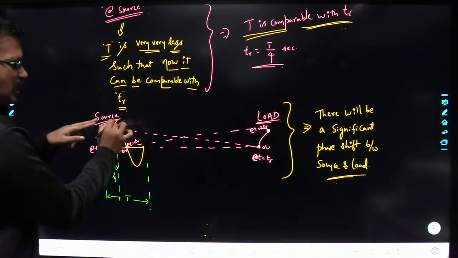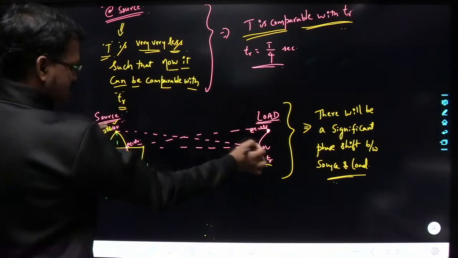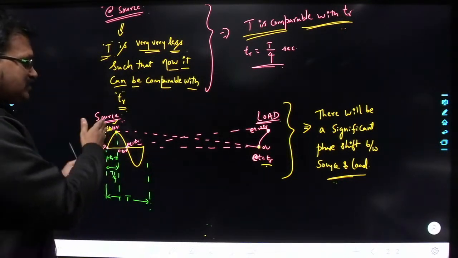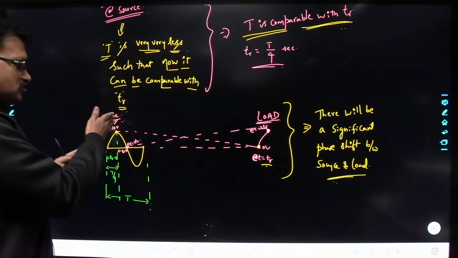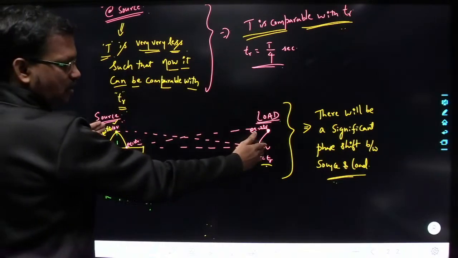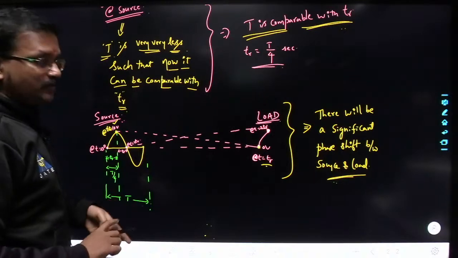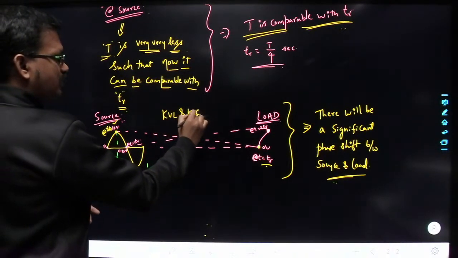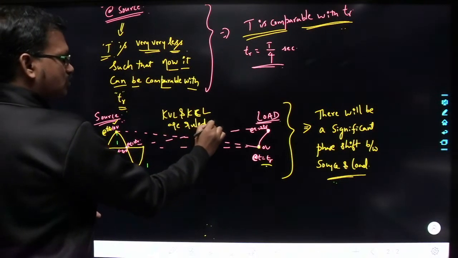The signal at the source is at 10 volts, and the value of the signal at the load is at 0 volts. Understood? So that means at any instant of time, the voltage available at the source is not equivalent to the voltage available at the load. So here the KVL and KCL are ruled out. Yes or no?